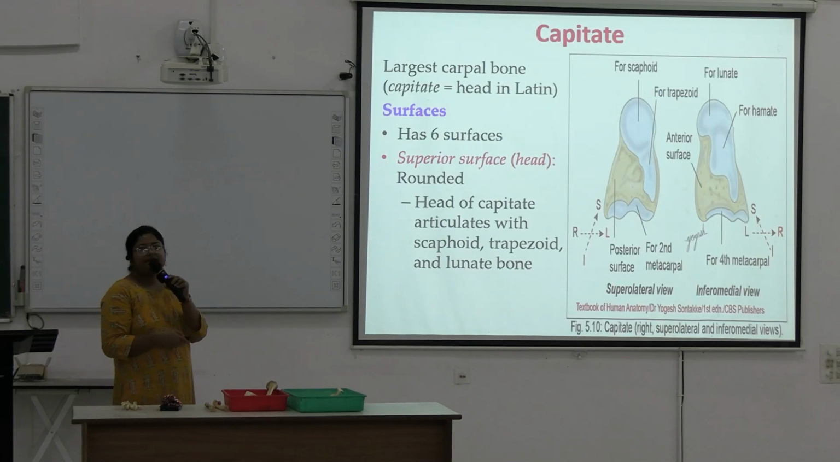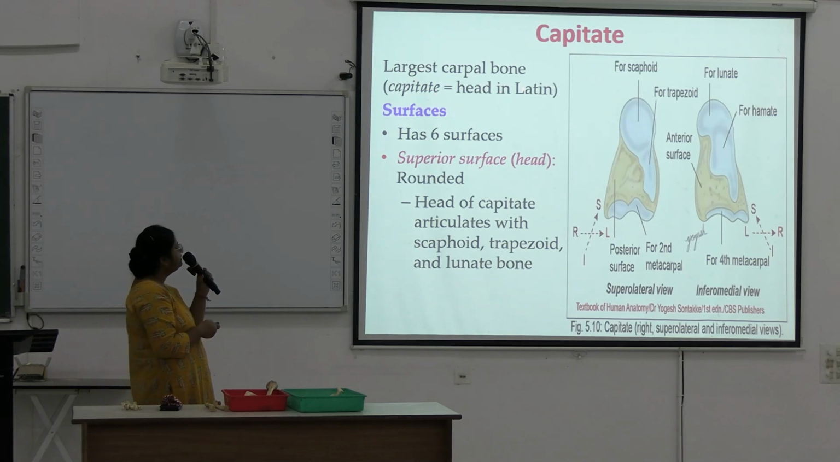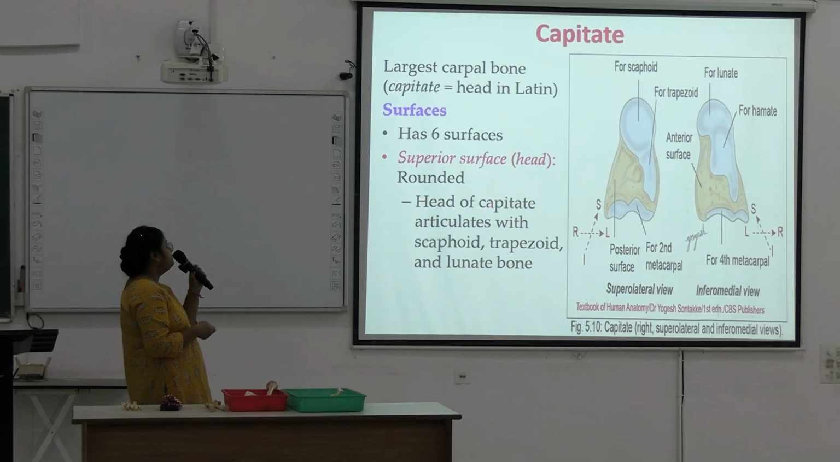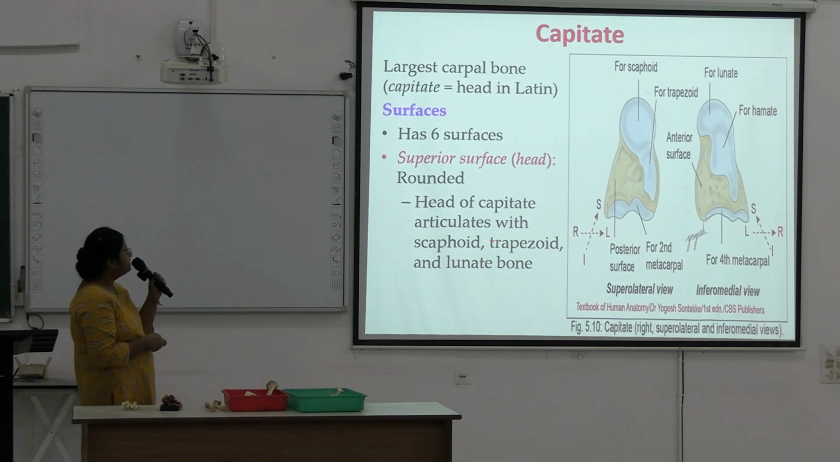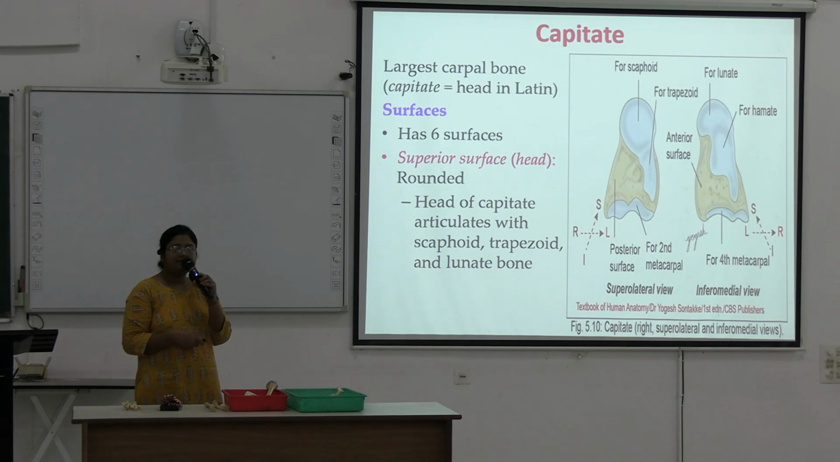Next we go to capitate. Capitate is the largest carpal bone. Capitate means head in Latin. It also has 6 surfaces. Its superior surface is known as the head. See, this part, this rounded structure on the superior surface, this is known as the head of the capitate. This rounded head of capitate articulates with scaphoid, trapezoid and lunate. Okay.